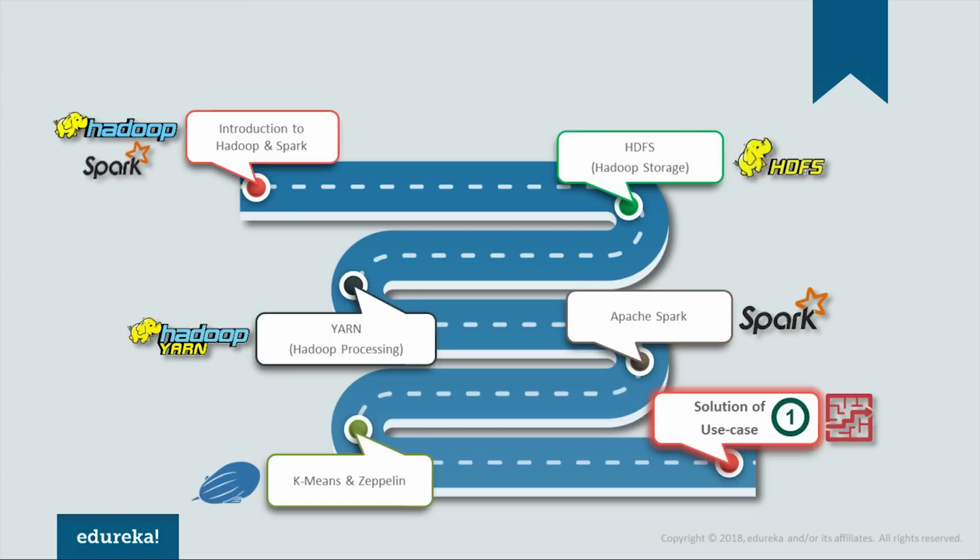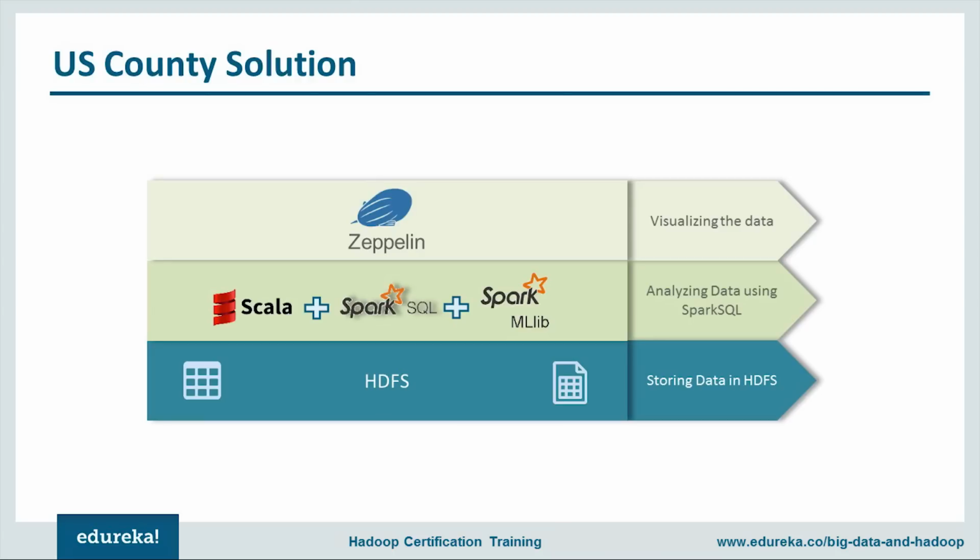So now let's move on to the solution of the use case. So this is what you've been waiting for. First, we will solve our U.S. county solution. So the first thing we will do is store the data into HDFS, and then we will analyze the data by using Scala, Spark SQL, and Spark MLlib. And then finally, we'll find out the results and visualize them using Zeppelin. So this was the entire U.S. election solution strategy that I told you.